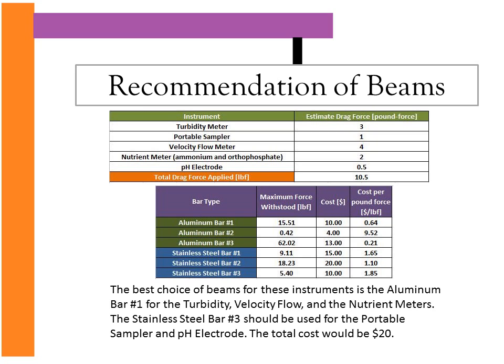We found that aluminum bar number 1 was the desired bar to hold the turbidity, velocity flow, and the nutrient meters. With only 2 instruments left, totaling 1.5 pounds force, we desired the cheapest beam that would hold more than 1.5 pounds force. We found that stainless steel bar number 3 was the most appropriate bar to hold the portable sampler along with the pH electrode. In total, by maximizing the force withstood and minimizing the cost of each beam, we found that aluminum bar number 1 and stainless steel bar number 3 were the best choices to meet the given requirements. By adding the cost of the 2 bars, we found that the total cost would equal $20.